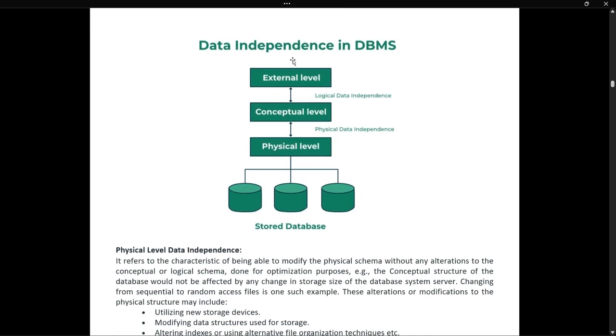Okay, the best example is, see, we have recently seen that in the past 1 or 2 years, WhatsApp has been bought by Facebook, right? They bought WhatsApp. Before that, WhatsApp used some other type of database, data storage. But after Facebook bought WhatsApp, they changed the databases. But the external level is nothing but the users who are using it. So whenever they changed the database, we were not affected, right? We keep on using it.